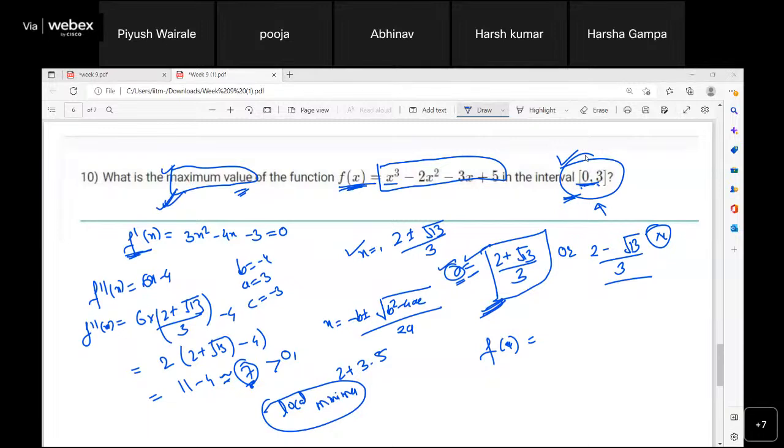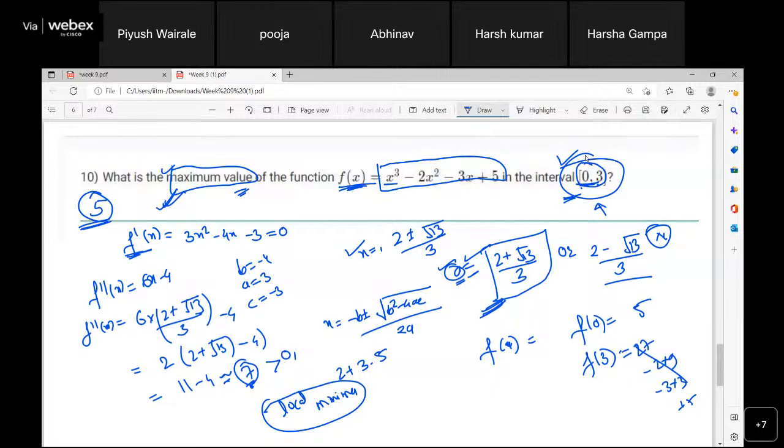So now what we have to do is take the boundary points here, right? Now just find out f of 0 and f of 3. At what point are we getting the maximum value? It is 5 and it will be 27 minus 2 into 9 minus 3 into 3 plus 5. 18, 9, 27, 27 get cancelled, 5. So I will get 5 as the answer, the maximum value.